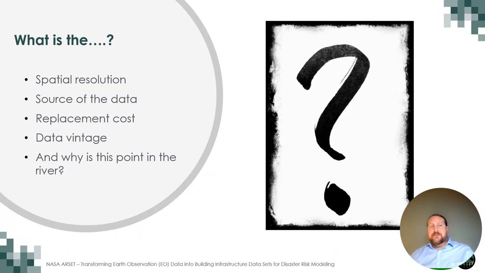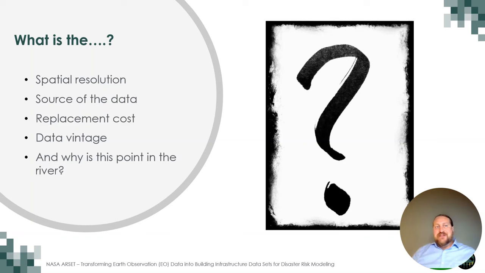So here we have some common questions that might come up when a user tries to work with exposure data that they've downloaded. What is the spatial resolution of the data? What's the source of the data? What's the replacement cost? What's the data vintage? And why is this point in the river?